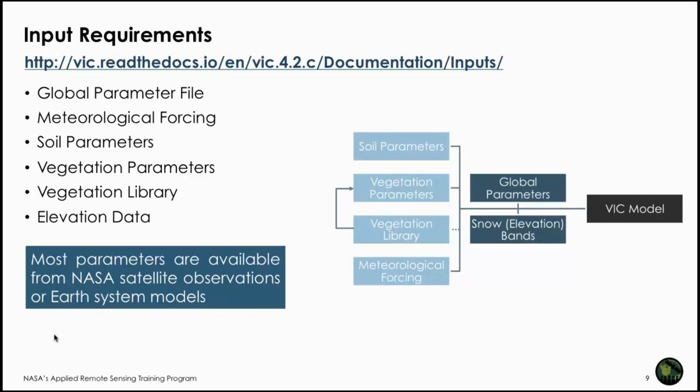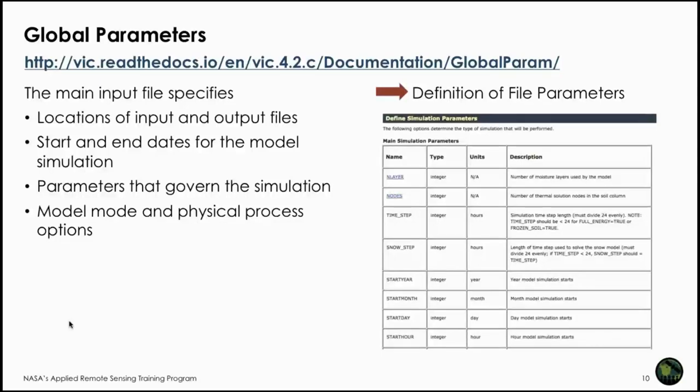Here is a list of input requirements for VIC. As we saw last week, these are the input parameters. They are provided in different files: the global parameter file, then meteorological forcing, which is the most required and dynamic forcing, which represents weather for the model, soil parameters, vegetation parameters, and library and elevation data. All these data sets are available from NASA satellite observations, and some are available from Earth system models, which use NASA satellite data and assimilate it into the model. So what we're going to see is which satellites and which models to use to get these input parameters. Before that, here is a brief overview of all the input data.